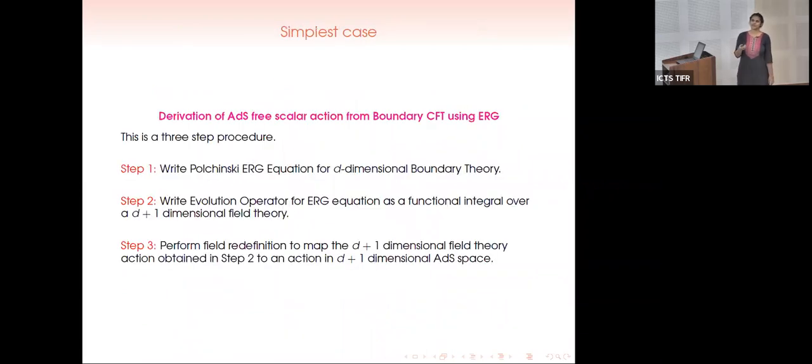Okay, so now I will talk about how to derive the AdS free scalar action from boundary CFT using ERG. So this is a 3-step procedure. First is to write the Polchinski-Wilson equation for the d-dimensional boundary theory. And then write the evolution operator for the Wilson equation as a functional integral over a d plus one dimensional field theory. Now after that, to make it come to the form of AdS space, we do some field redefinition and change of variables so that it looks like d plus one dimensional AdS space.